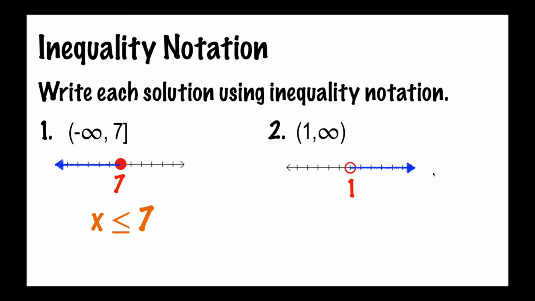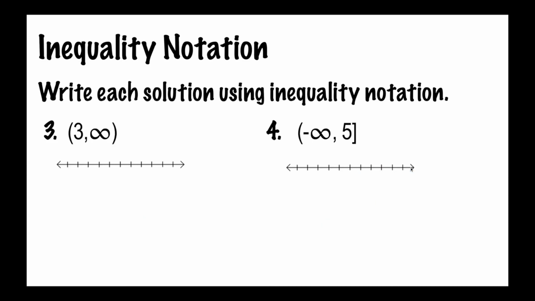Now when we write our inequality, we start by putting x and 1, and then it is going to point this way. So that's telling us greater than, and then we have to determine if we're using greater than or equal to. This one is not going to have the equal part of it because it is not a filled in circle.